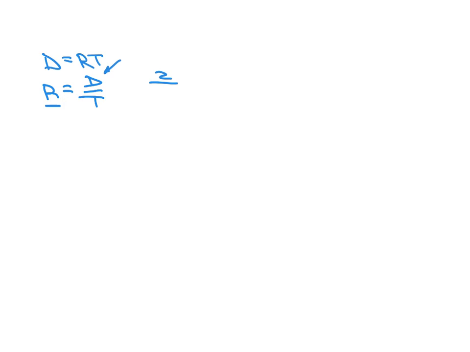So sometimes you're going to write the formula R equals D over T. Sometimes you're going to write it as T equals D over R. So there are your 3 formulas, and we're going to go ahead and do some examples based on this.